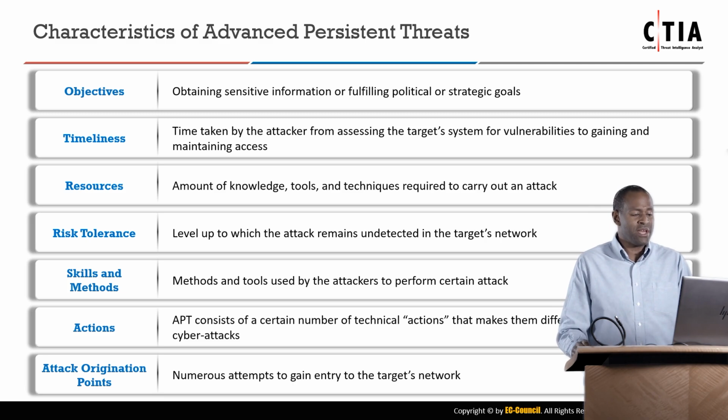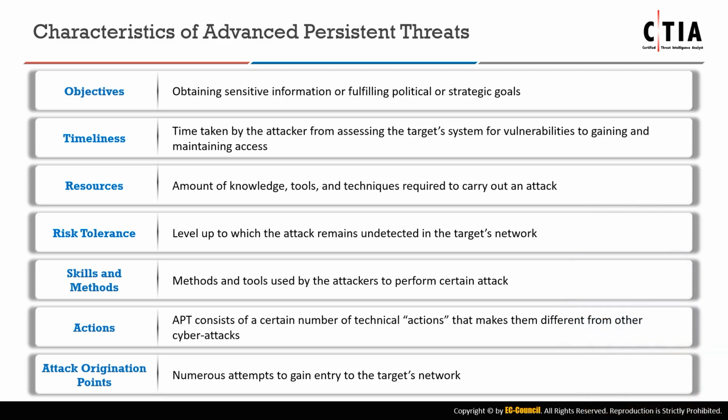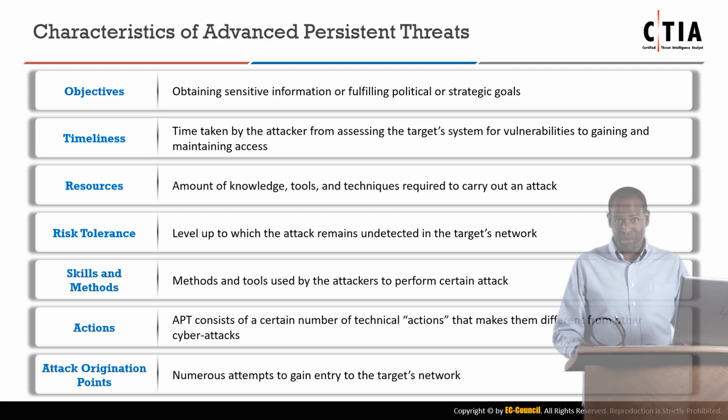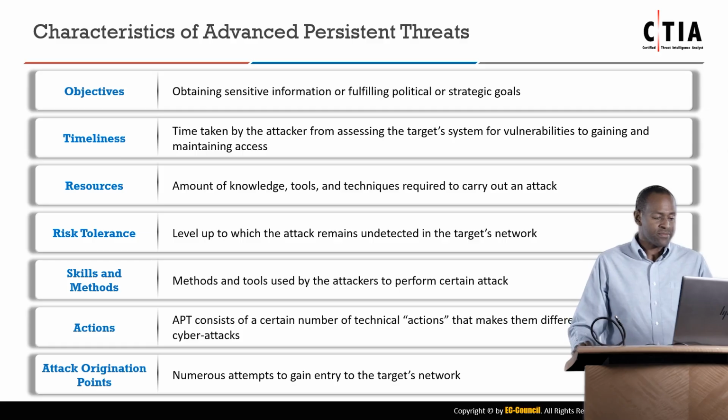We have resources. We have amounts of tools, knowledge, and techniques that would be required to carry out an APT attack. We have risk tolerance. That's the level up to which the attacker remains undetected on the target network. And so if it's 200 days, that attacker has a long time to gather that information. However, if your organization has the ability to detect APTs, then perhaps that person will only have a couple of moments to be on that system, if at all.